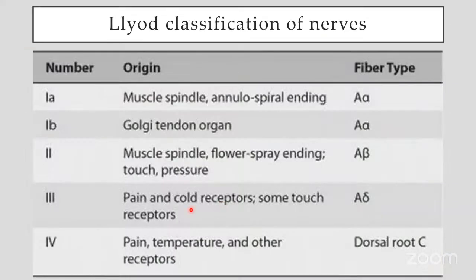Another classification is the Lloyd classification. A alpha fibers of the Erlanger and Gasser classification correlate to 1A of Lloyd classification, that is originating from muscle spindle and annulospiral endings. 1B is Golgi tendon organ. 2 is the muscle spindle flower spray ending and touch pressure, corresponding to A beta. A delta corresponds to 3 in the Lloyd classification, while the unmyelinated fibers correspond to number 4, that is for pain, temperature, and other sensations.